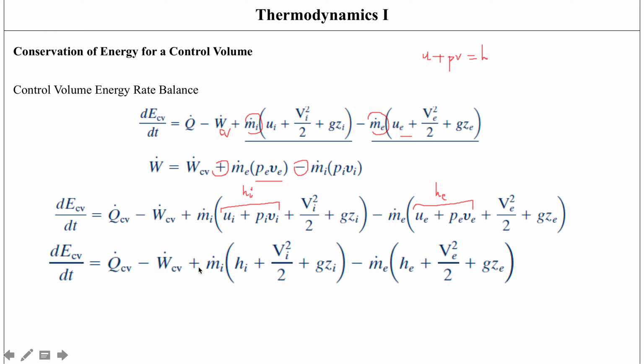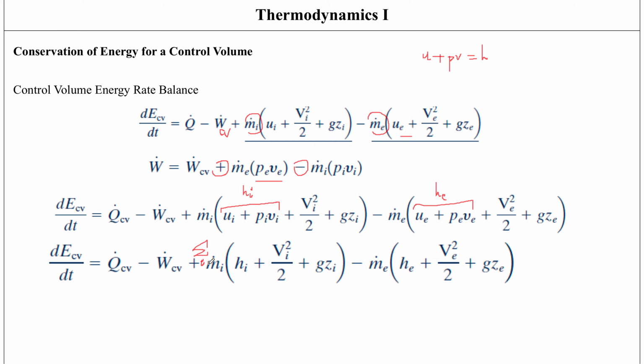What else can I do? Another thing that I would have to account for is what if we have multiple inlets and multiple outlets? Then we would have to have a summation sign in here, which would represent all the incoming streams.